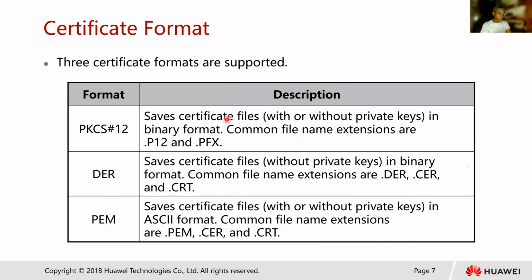So how does a certificate look? There are usually three formats. They usually have a PKCS, which can save certificates with or without private keys. DER usually saves certificates without private keys in binary format. The common extensions are .der, .cer, and .crt. I believe you've seen .crt somewhere.